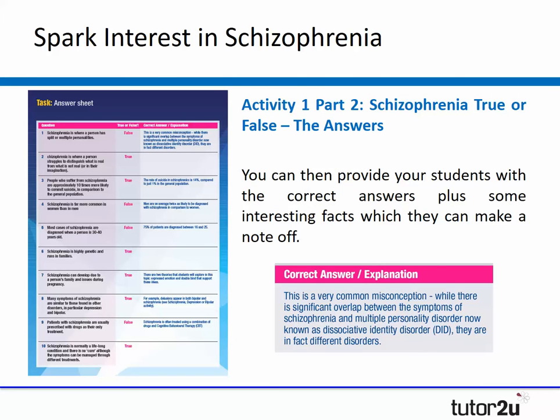At this stage you would try to dispel the myths. You would provide your students with the correct answers, plus the interesting facts that go along with them, and I've given you some of those so that you can simply read them out as you go through. For the first one, you might say that it's actually nothing to do with multiple personalities. While there are elements of split personality in there, multiple personality disorder is a completely separate disorder, and they are two different conditions. That ties into symptom overlap, which we'll talk about later. So just go through the answers and tell them where they're wrong.